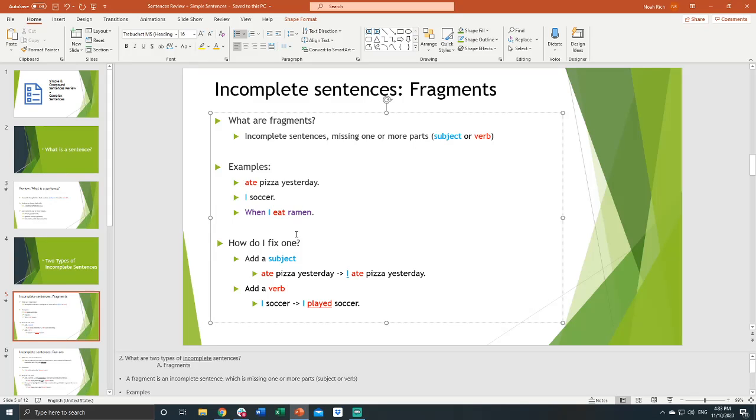complex sentences. So how can you fix a fragment? You can add a subject to this first sentence. Let's make "ate pizza yesterday" into "I ate pizza yesterday." You can add a verb to one that's missing a verb. So "I soccer" becomes "I played soccer."